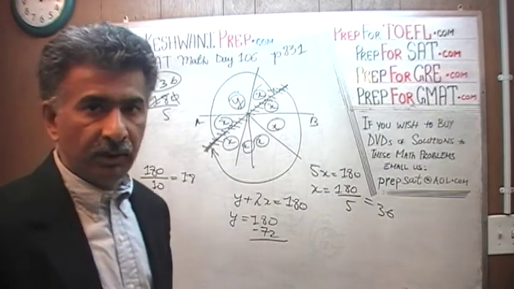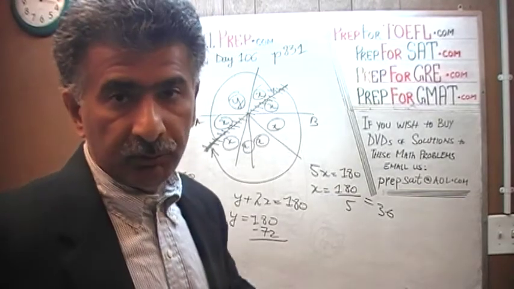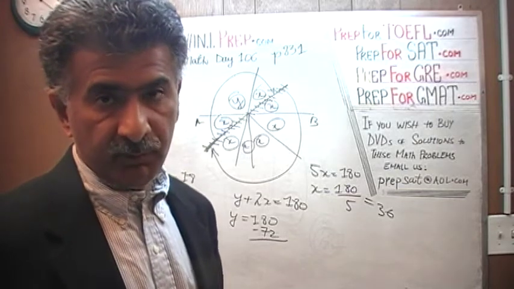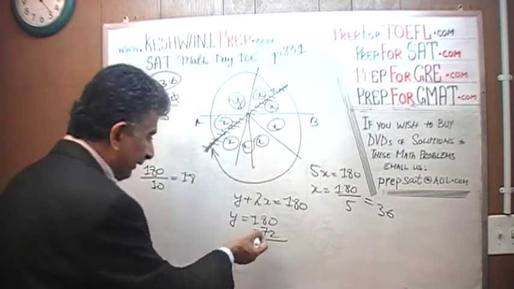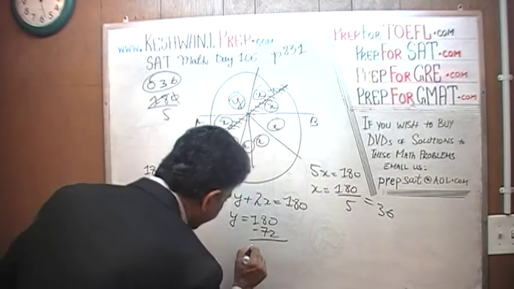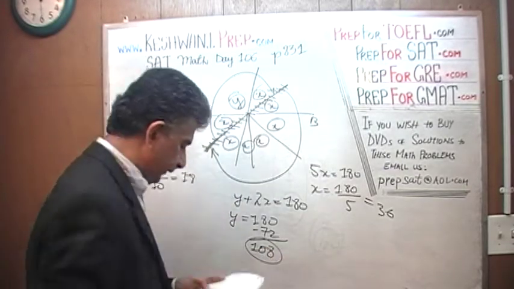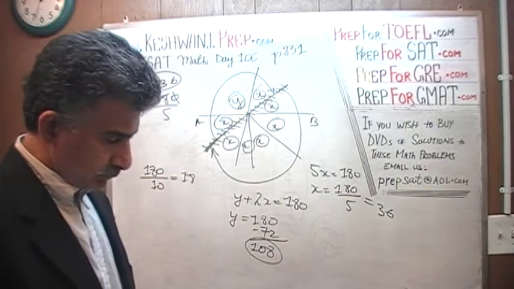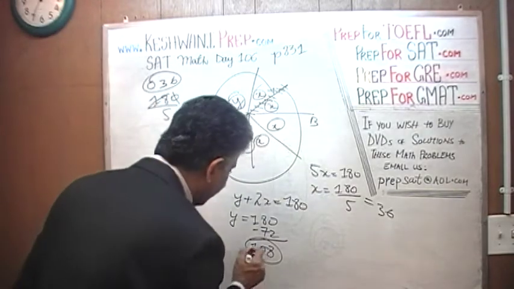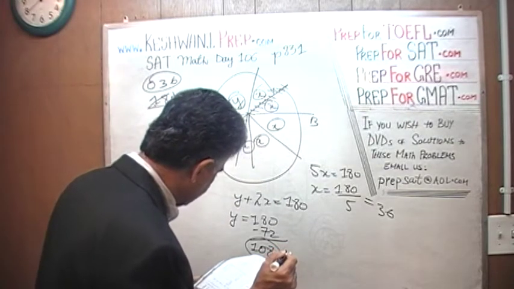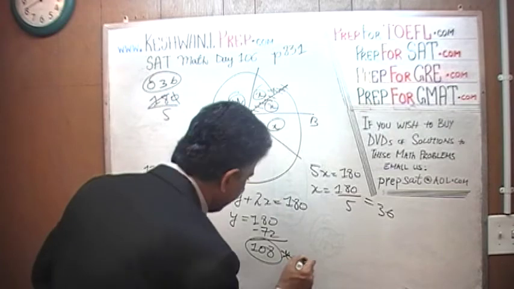And how do we know that 2 times 36 is 72? Because we know that 2 times 35 is 70, so 2 times 36 has got to be 2 more. 180 minus 72. 180 minus 80 would have been 100, so it's 108. And that's what they're looking for. They're looking for the value of y. Answer is 108, and that should be answer choice A.